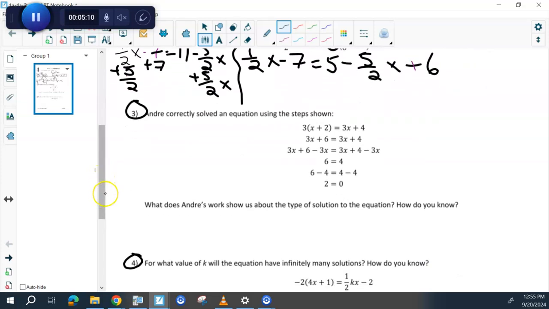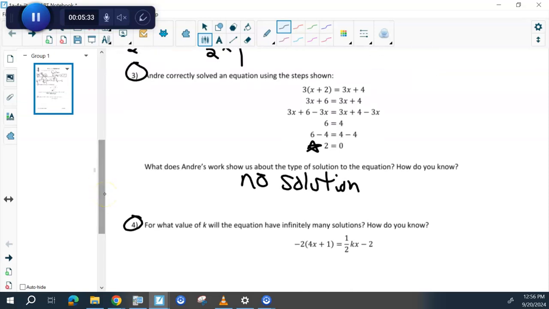Number 3, he solved this equation already, so you don't need to solve. Then it says, what does Andre's work show us about the type of solution? So at the end, you get 2 equals 0. What type of solution is that? No solution. No solution, thank you. How do you know the variables canceled and it's not a true statement, or 0 doesn't equal 2? Whatever variety of that you would like to write that.